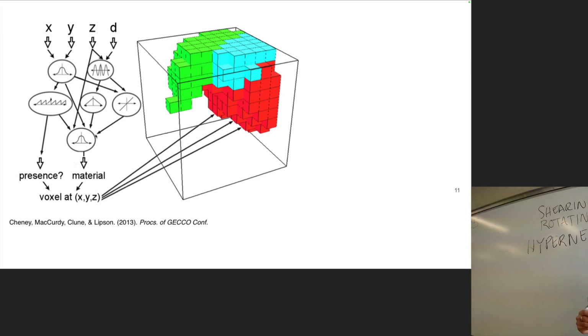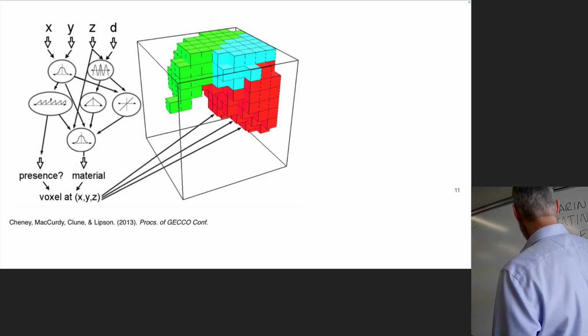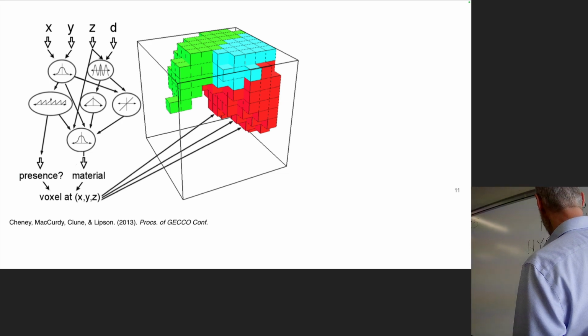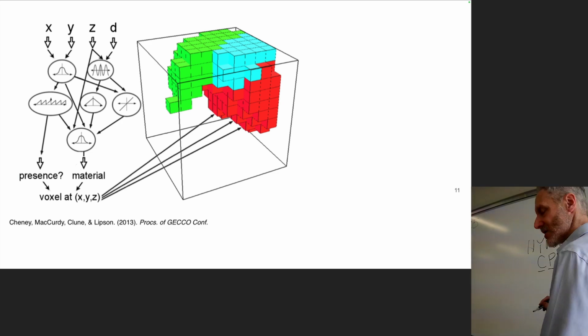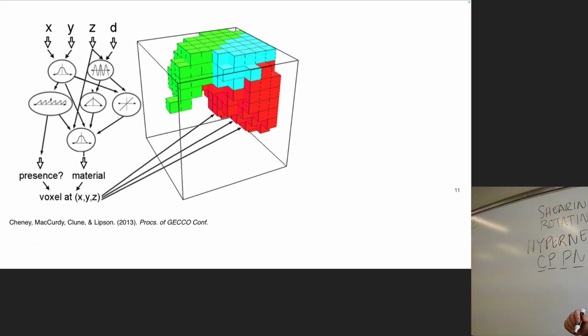HyperNEAT is a particular kind of evolutionary algorithm that evolves populations of neural networks. Each one of those neural networks is a compositional pattern producing network. Just as a reminder, I've put an example CPPN over here. A CPPN is a network that paints patterns in 2 or 3-dimensional space. It paints colors, it paints synaptic weights. It's up to you what it paints.